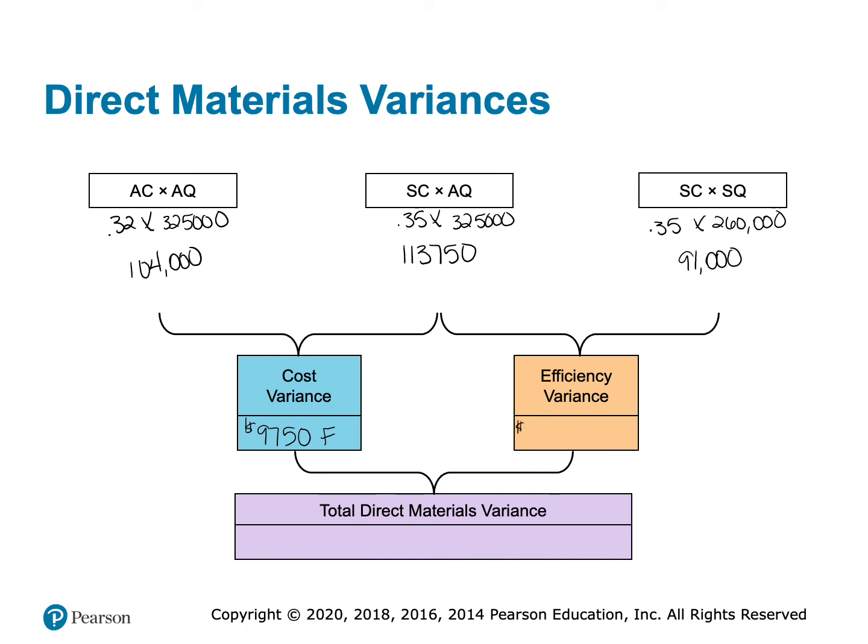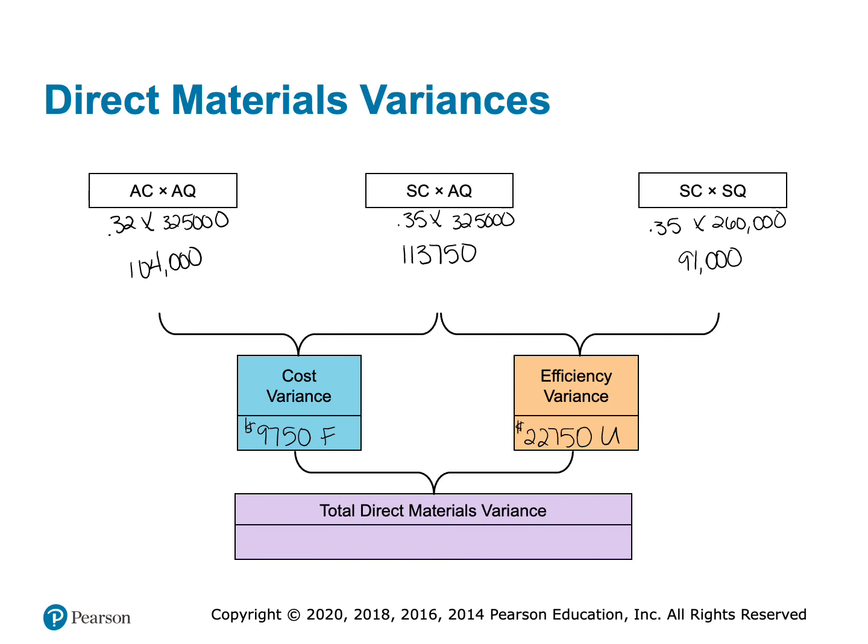Now, when I look at the efficiency variance, this is again going to be the 113,750 minus the 91,000. This comes out as a positive number on my calculator of 22,750. But I'm not going to just assume because it's positive it's favorable. I'm going to look at my data. So I thought I was going to use 260,000 pounds of materials. I actually used 325,000 pounds. That was very, very bad. So this is definitely an unfavorable variance. Even though it came out as a positive number, it is an unfavorable variance. So because I used so many additional pounds, what is that, 65,000 pounds? That 65,000 pounds cost me $22,750.